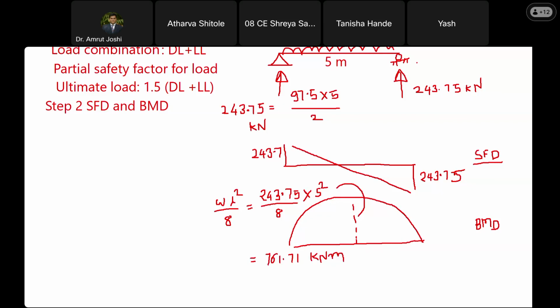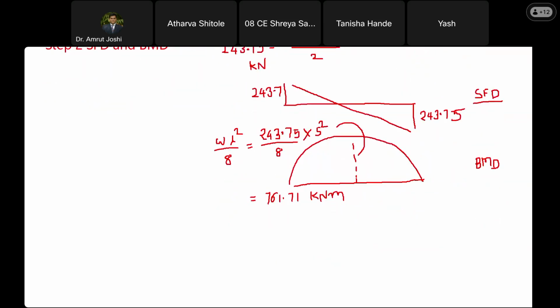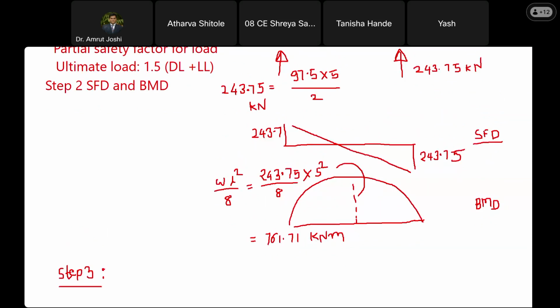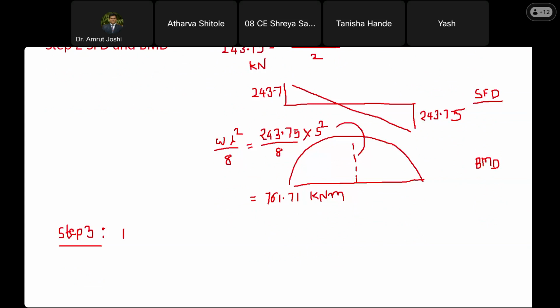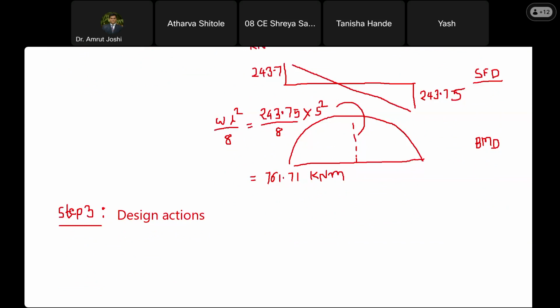So this is step two. In this step two, we have calculated SF, we have drawn SFD and BMD. Now, what is step three? From SFD and BMD, we locate the locations where there is maximum shear force and maximum bending moment, and we compute something called design forces. So design actions. What are the design actions? We must design this beam to carry the maximum bending moment of 761.71 kilonewton meter, and we must design this beam to carry the shear force of 243.75.